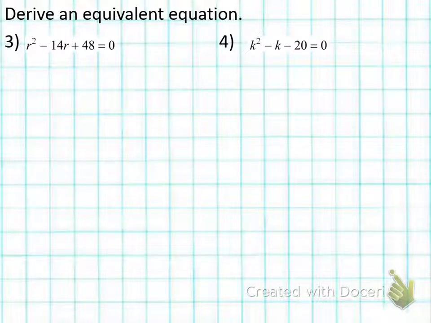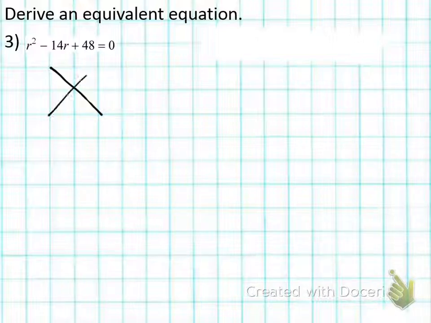Number 3, derive an equivalent equation. On number 3, we're going to do it both ways. We're going to do Xbox, and then we're going to do the same thing with complete the square. So I'm going to hide number 4. The first time, let's go through it as Xbox. Let's draw an Xbox together. On each of your problems, this is how you're going to do it. The first time you're going to draw an Xbox.